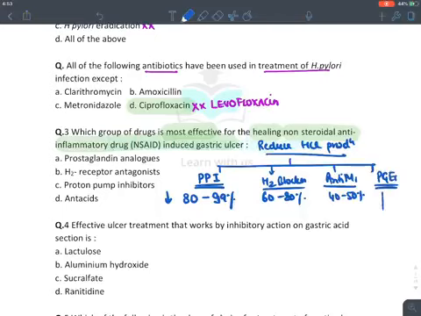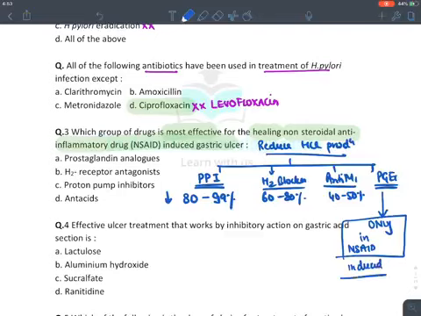Okay, now prostaglandin E1 analog, remember they are only given in NSAID-induced peptic ulcers. No other peptic ulcer is given a prostaglandin E1 analog. The drug is misoprostol. So it is a specific drug for NSAID-induced peptic ulcer.